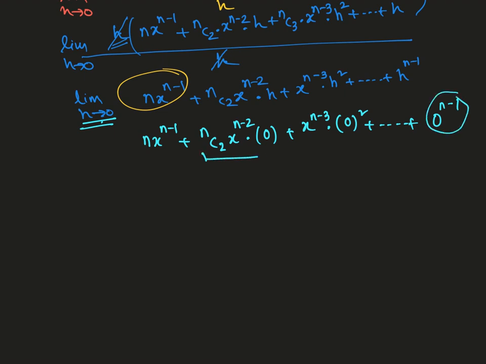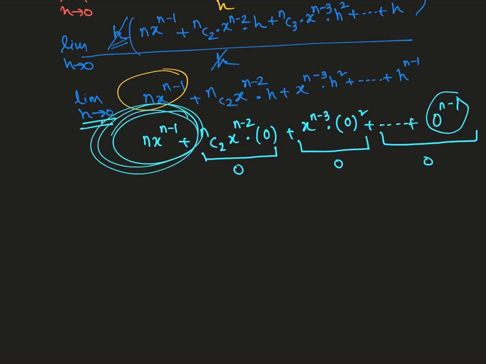And this is also 0. So this thing would evaluate to 0. This thing would evaluate to 0. And all these terms over here would certainly become 0. So you are left with this part only. You are left with only n x to the power n minus 1. Now, this is what we call the first formula for differentiation, and this is normally known as the power rule.